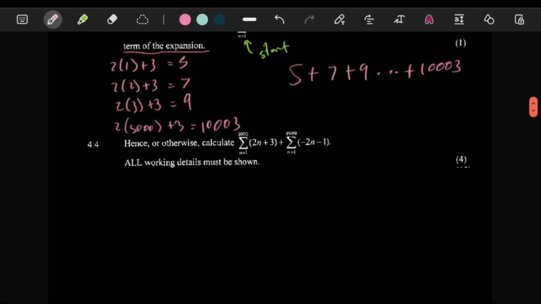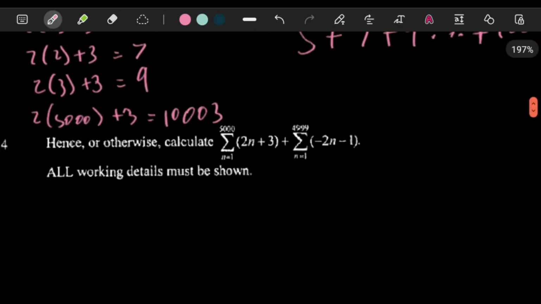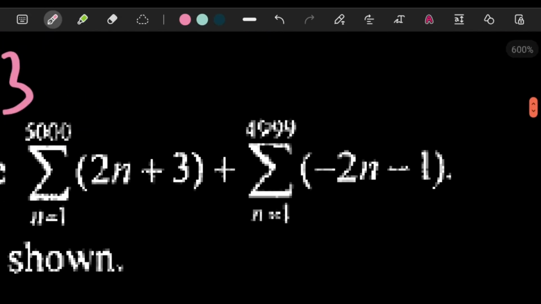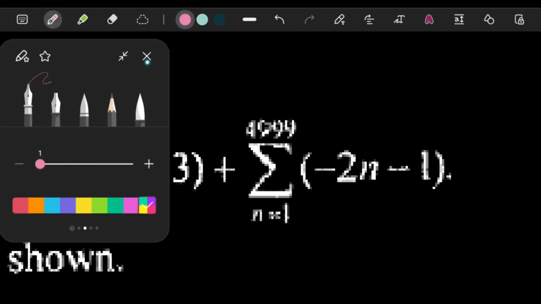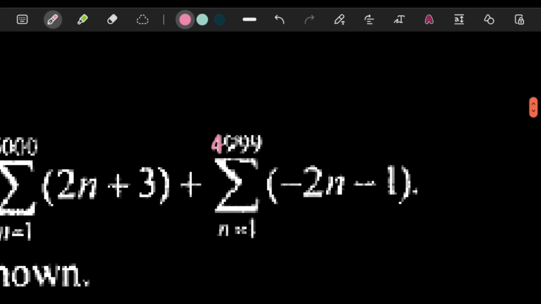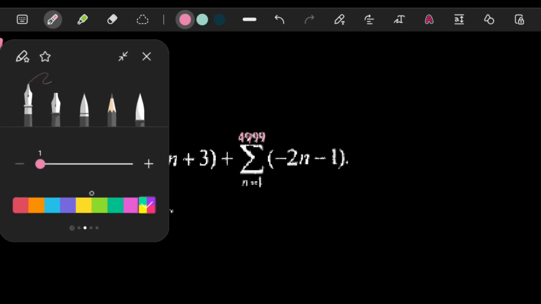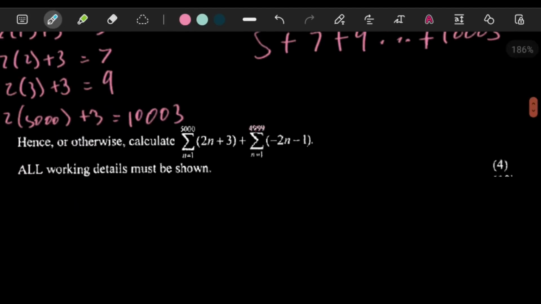4.4 says hence or otherwise calculate this plus that. What number is this now? Is this 4099? I think so. Like, I think it is 4099. Let's check it out. 4099. So you should add this to this.